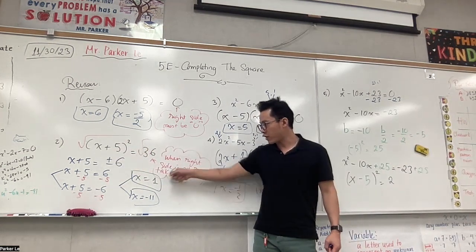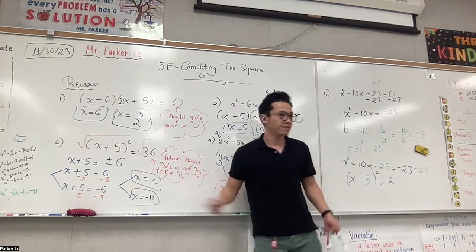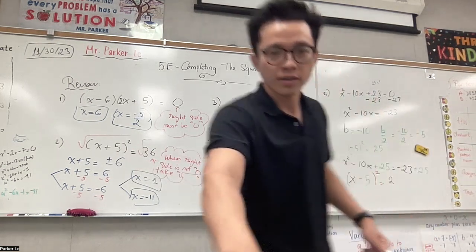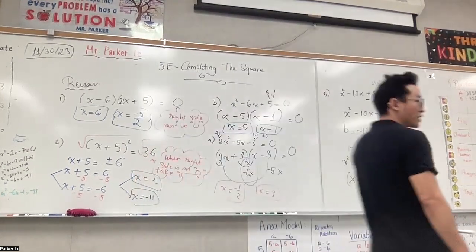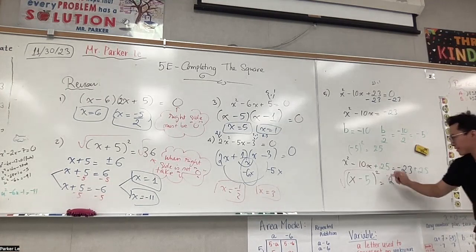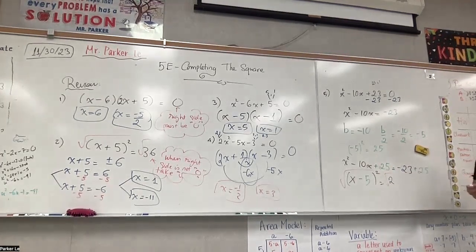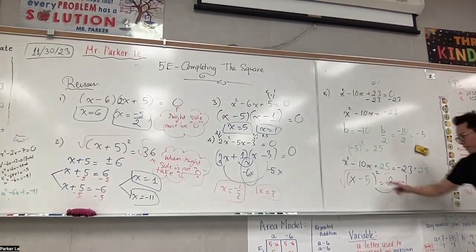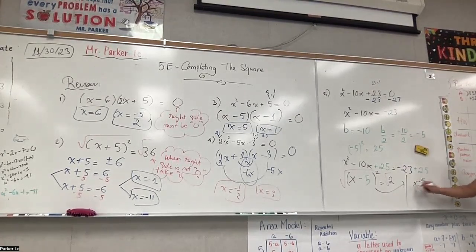When the right side is not 0, you're going to take the square root. So you want to take the square root right here. All right, so what do you have? x minus 5. Now let's go back to what we learned before. It is plus or minus the square root of the right side. And then what are you going to do with the last? Plus 5. Don't stop right here.